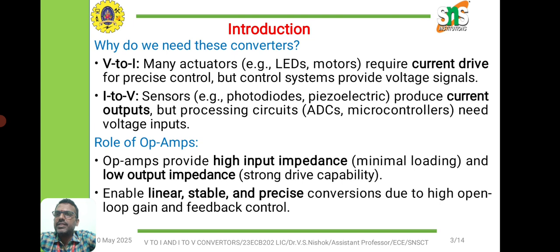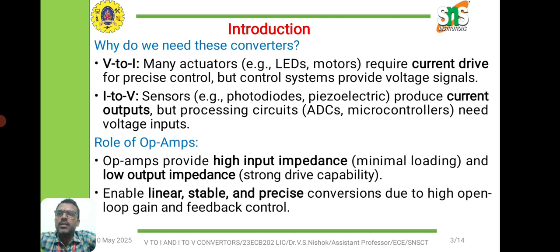As an introduction, we can see why we need these types of converters. Whenever we are measuring any physical quantity, the sensors that are connected will always provide the signal in terms of current, but the A to D converters for any data processing need the signal to be in the form of voltage. So in such cases, we need to convert the obtained current to a voltage signal.